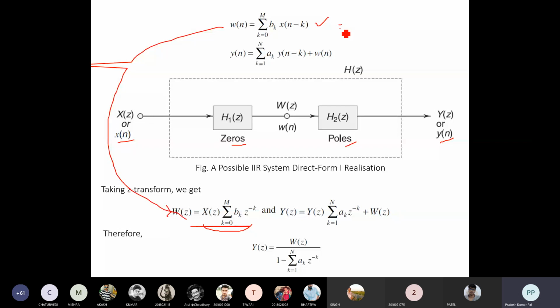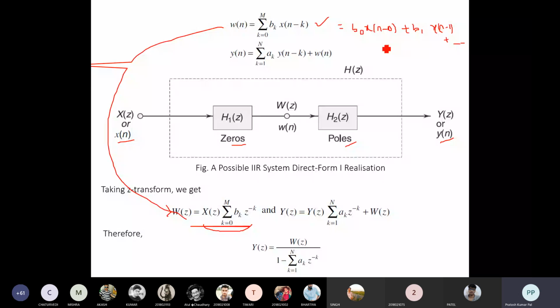If we expand it, we will find b0 x of n minus 0, because k equals 0, plus b1 x of n minus 1, and so on, other terms will be there.